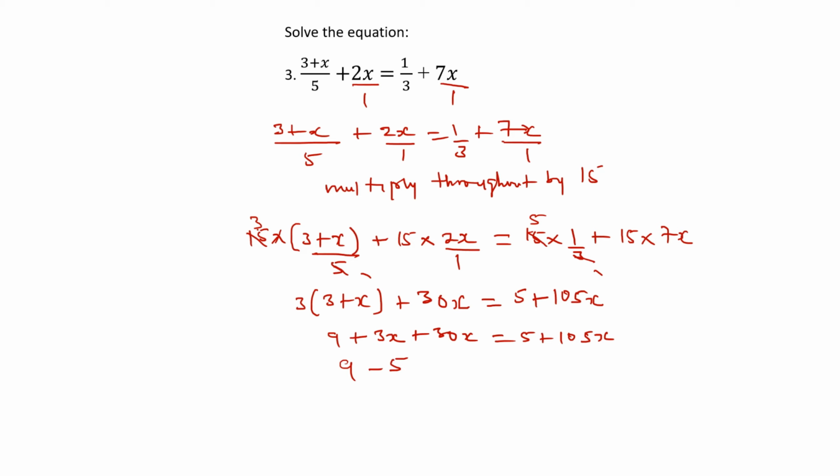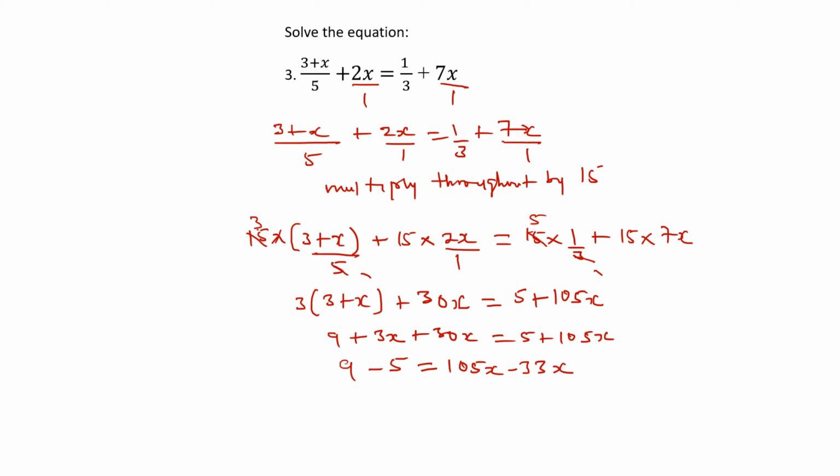Now we're going to write our equal to sign and move 3x and 30x over the equal to sign, or you can add them together and then move. So let's just move them to the other side. Remember, it's plus. We first of all write 105x because it's already there. So we can add 3x and 30x, that's 33x, which is positive. So it jumps over the equal to sign. It becomes negative 33x.